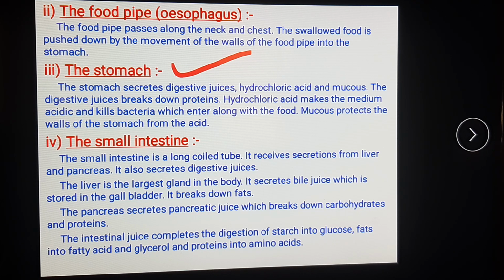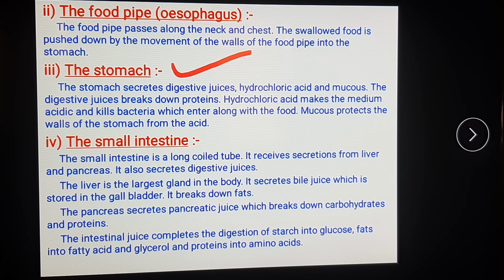Then the mucus is secreted by the stomach too, because that mucus protects the inner lining of the stomach from the acid. Acid sometimes causes irritation on more secretion, so the inner lining of our stomach should not get any type of harm from the acid. That's why our stomach secretes a mucus which can protect the inner lining of the stomach from the acid and keep the stomach safe.